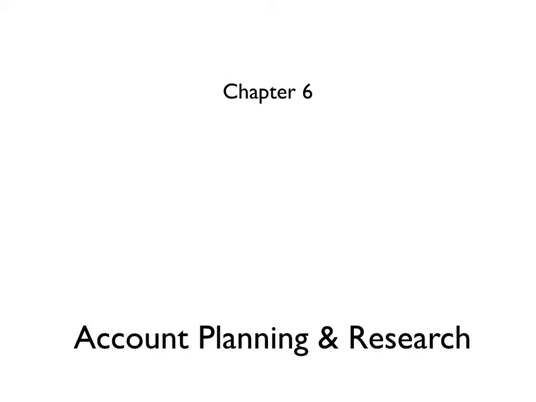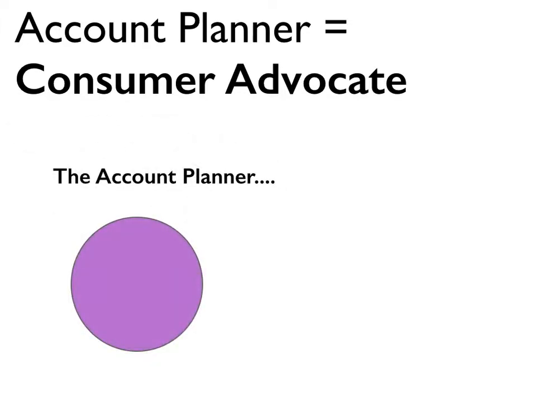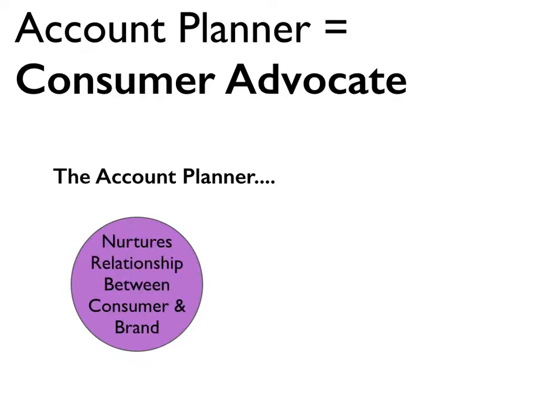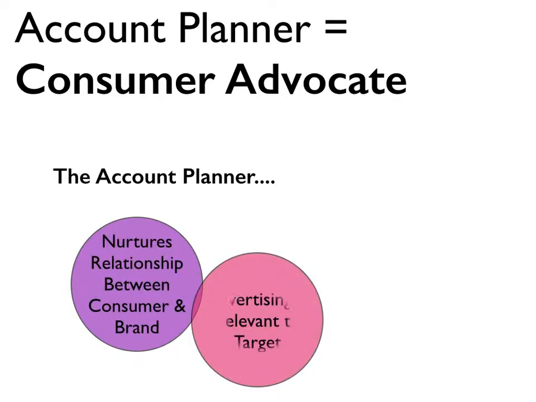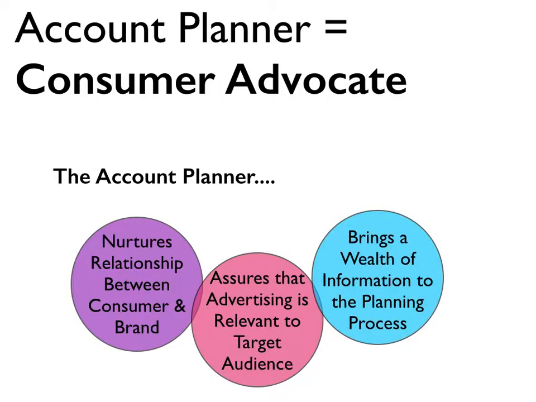Alrighty, so this week we have Chapter 6, Account Planning and Research. The Account Planner does the planning for how the agency is going to handle the development of advertising communications for a brand. The Account Planner nurtures a relationship between the consumer and the brand, assures that the advertising is going to be relevant to the target audience, and brings a wealth of information to the process. So the account planner is really important.